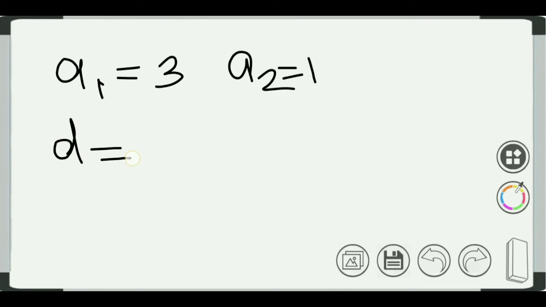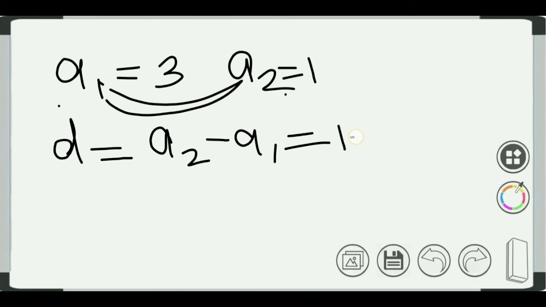So you know the first term a1 is 3. What is the second term a2? We found that a2 is equal to 1. So what will be the common difference? D is equal to second term minus first term, so a2 minus a1. This is your common difference between these two. So 1 minus 3. What is 1 minus 3? Minus 2. So you got the common difference as minus 2.